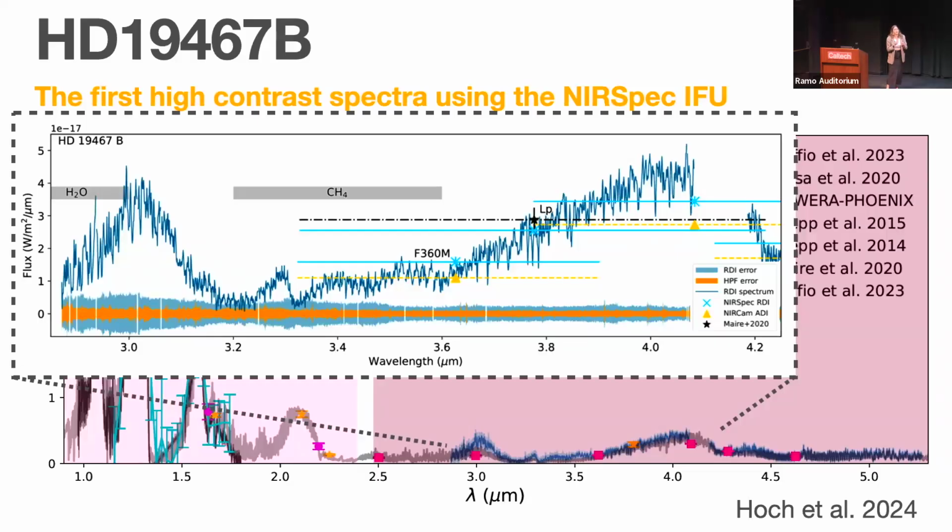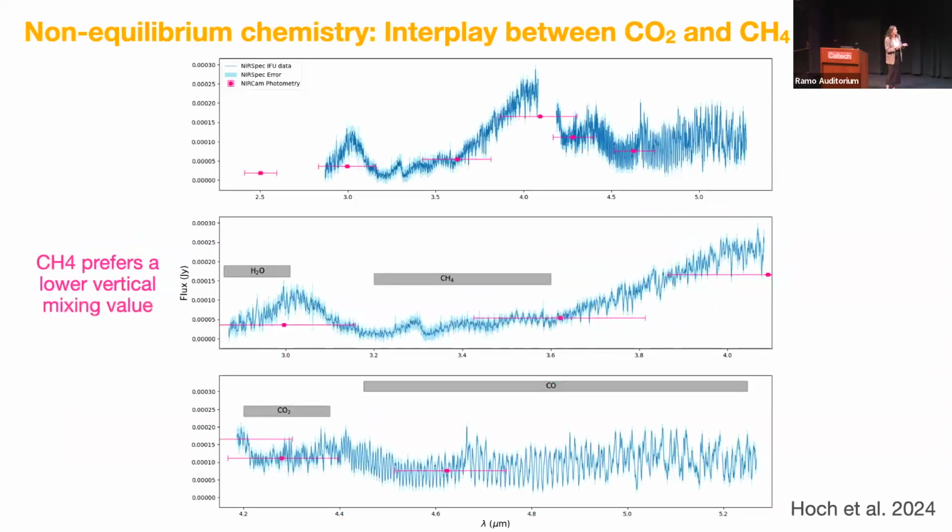These benchmark brown dwarfs, we have the masses, we're able to look at them in this way and really start testing what we know. And so from Kielan's work, looking at the spectra in this range, she was able to establish that we have disequilibrium chemistry at play here and a bit of an interplay between CO2 and CH4, methane, where methane prefers lower vertical mixing values in some range of the spectra versus CO2 preferring a higher vertical mixing value in other ranges.